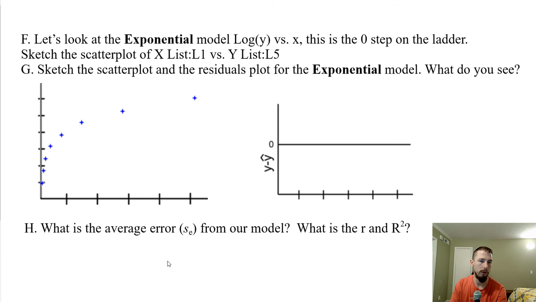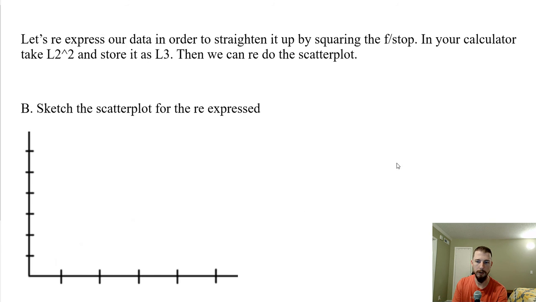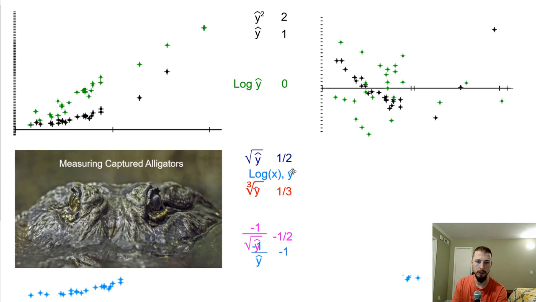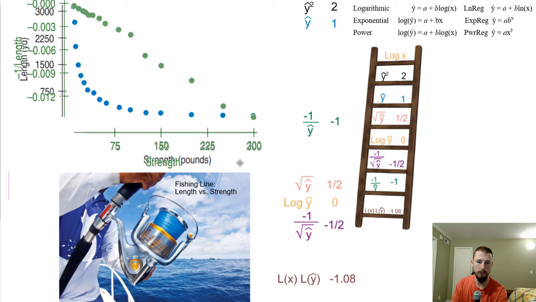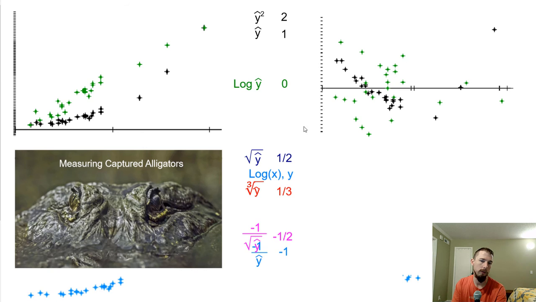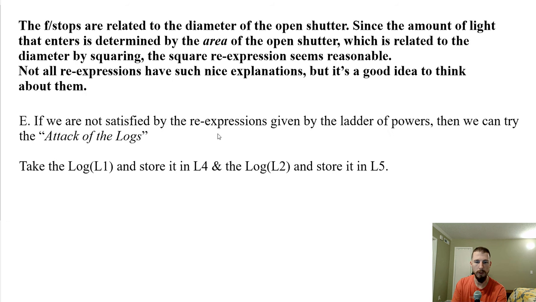Well, if we think of our ladder of powers, we wanted to square it. Let me go back to our ladder of powers here. Okay, so we started out with the raw data, which was like a square root curve, and we wanted to square it to make it better, but instead we went down the ladder to the log of y, which is like the 0 step. So we're going in the wrong direction. That's why it looks even worse, like a square root curve, than we originally started out with.